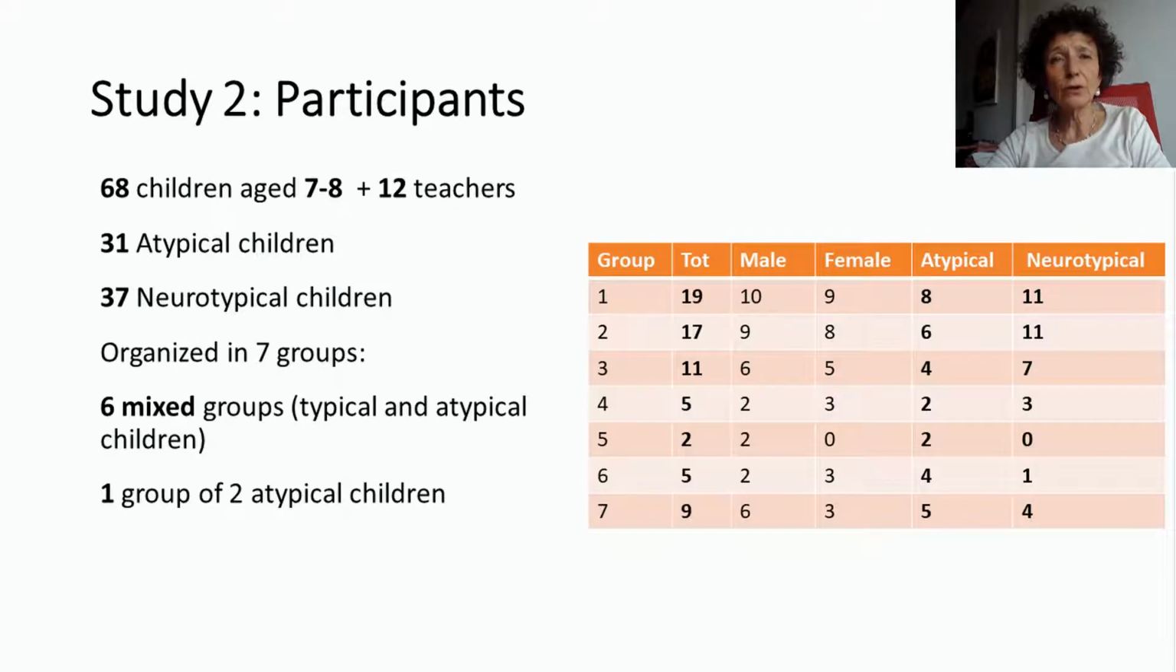In Study 2, we involved 68 children aged 7 or 8 and 12 teachers. 31 were atypical children, 37 neurotypical children. Children were organized in 7 groups. 6 were mixed groups and comprised typical and atypical children. 1 group was composed of 2 atypical children only.